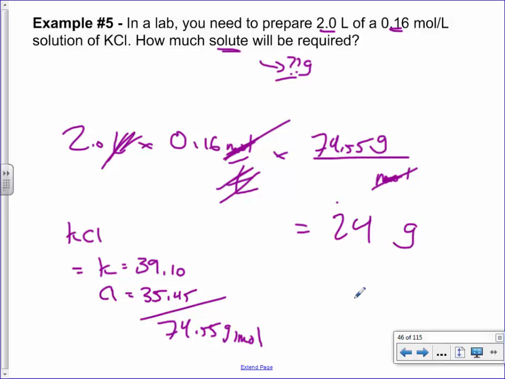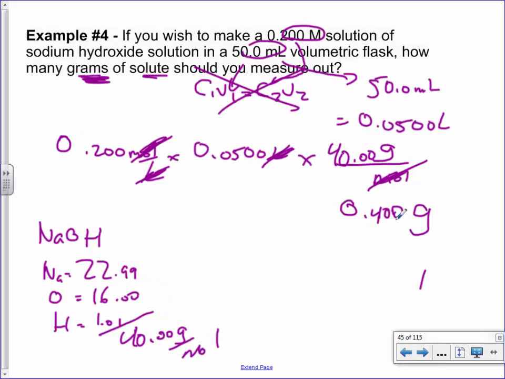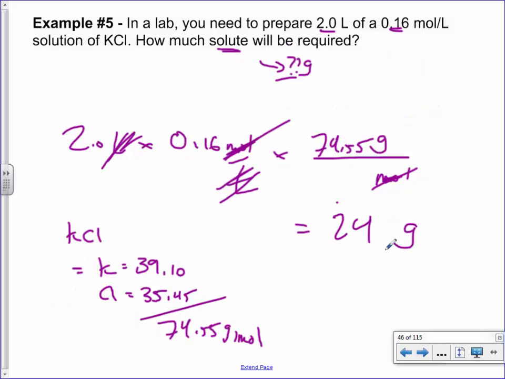So therefore, we don't need a very precise scale to measure this, actually. I can measure this on a very run-of-the-mill scale. Does that make sense? The scale for the last one right here that required 0.400 grams, that's an $800 scale. It needs to be very precise to measure all of those digits. This scale right here, 24 grams, that's a pretty cheapo scale. I can buy one of those at Walmart, 10 bucks.